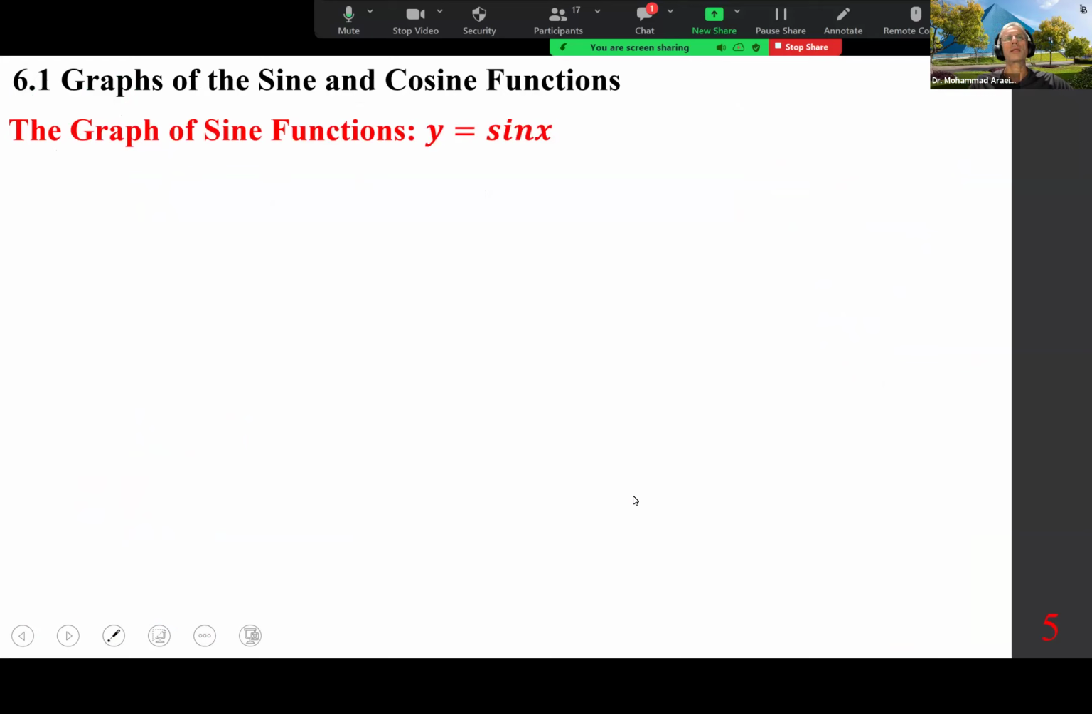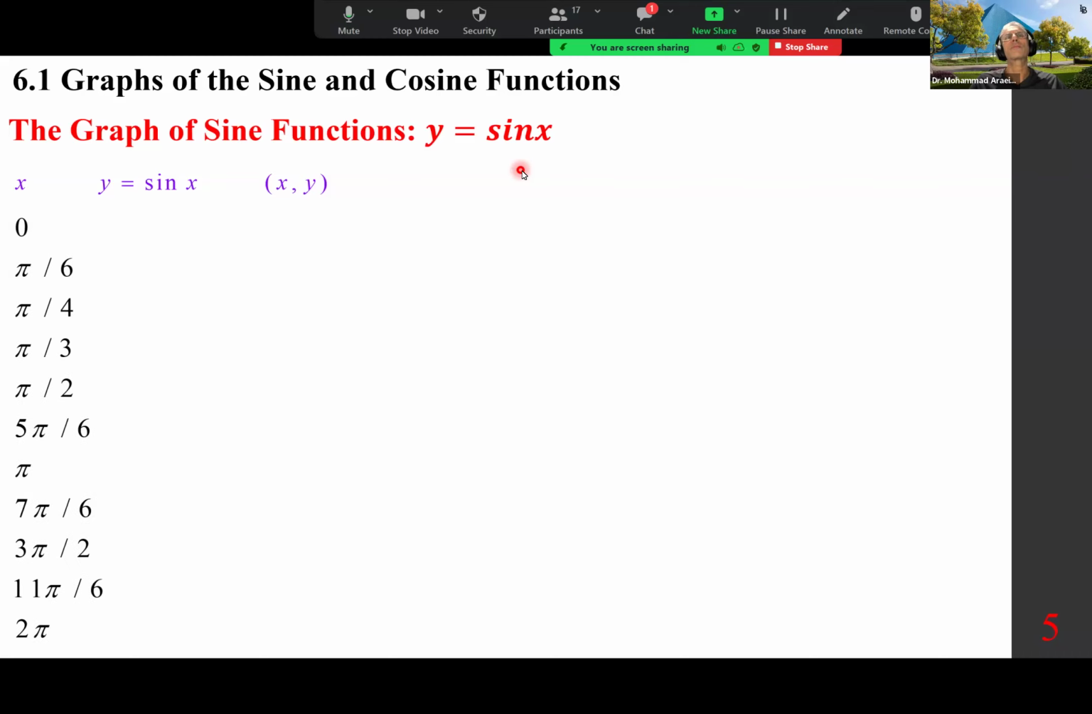And now graphs of the sine and cosine function. Let's go with y equals sine x. As we did in the beginning, whenever we wanted to graph any function, we would start with points. So let's just pick up some easy points, common arcs, and figure out the answer. For example, if we pick 0, we know sine of 0 is 0. Pi over 6 or 30 degrees, the sine is 1/2. Pi over 4 is square root of 2 over 2. Pi over 3 is square root of 3 over 2. Pi over 2 is 1.